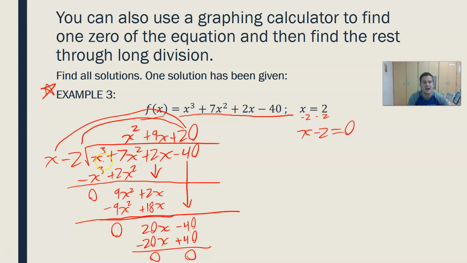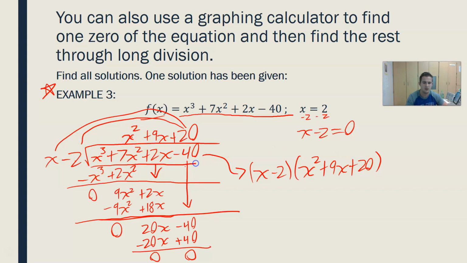X minus 2 divides perfectly into x cubed plus 7x squared plus 2x minus 40. So, this function, x cubed plus 7x squared plus 2x minus 40, I could rewrite as x minus 2 times x squared plus 9x plus 20. X minus 2 times x squared plus 9x plus 20 gives me this polynomial right here. Okay, so I've narrowed it down by one more step. X minus 2 times x squared plus 9x plus 20 is equal to 0.